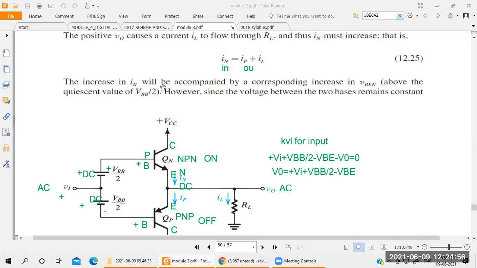So this IN will increase based on the VBN voltage. VBN means what here? It's a forward bias voltage. Understood? So this VB is going to be VBB by 2. So as VBB by 2 increases here, VBN also increases and IN also increases. Understood?